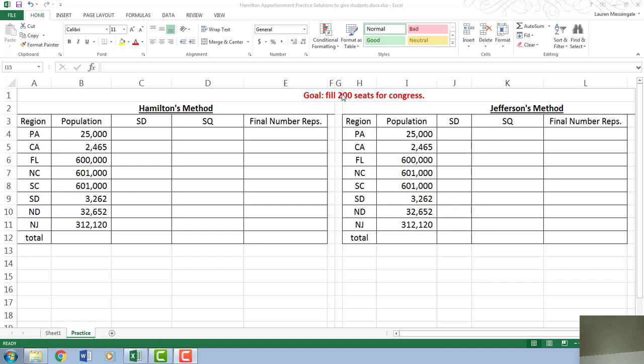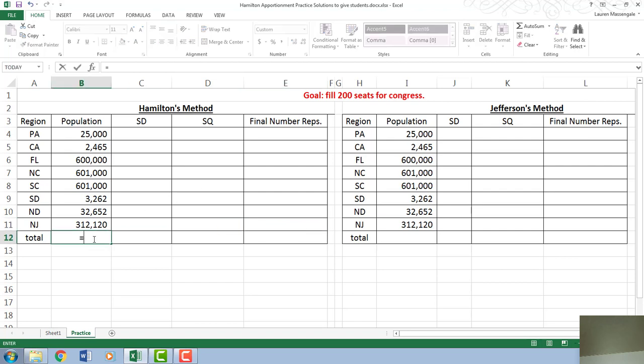Now, in your online questions, it's not going to give you a nice little chart like this. It's going to ask you, if we need 200 people for Senate, and here are the populations of the states, how many people would North Carolina get? How many people would South Carolina get? And you're going to have to know these final answers. But this chart setup helps you get there. So let's check it out.